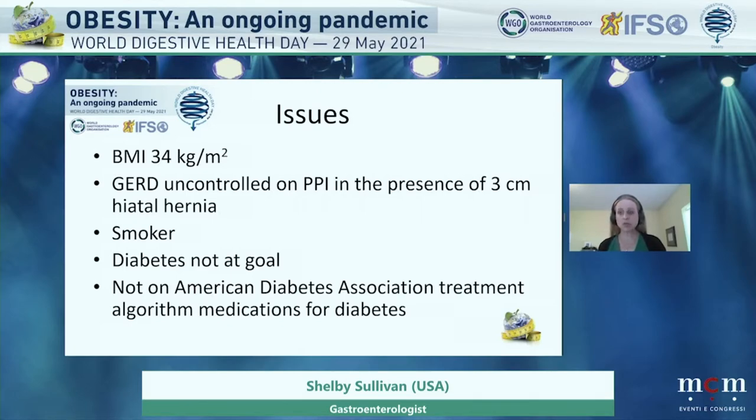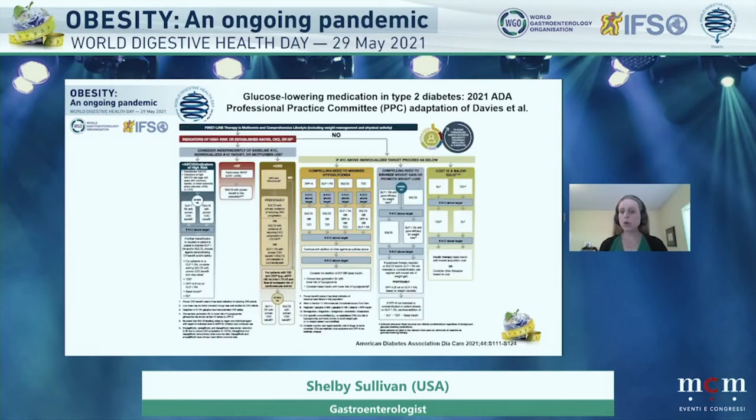She's also a smoker, so that puts her at risk for surgeries, but also puts her at risk for cardiovascular disease as well. Her diabetes is not currently at goal, and she's also not on medications that would be recommended as second-line treatments in the American Diabetes Association treatment algorithms for the treatment of diabetes. And this is an important point. We're going to go over that right here.